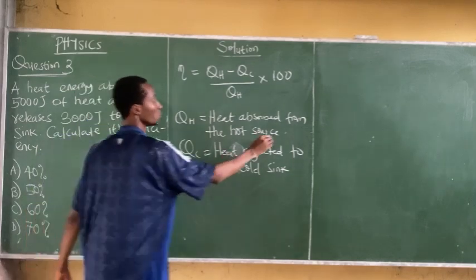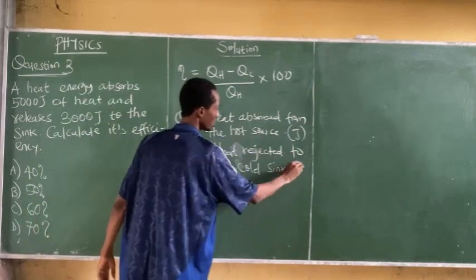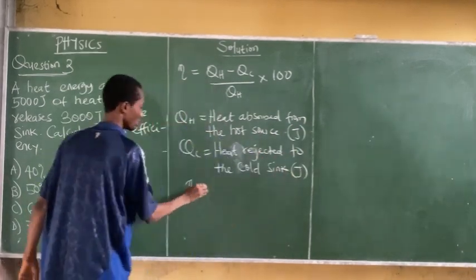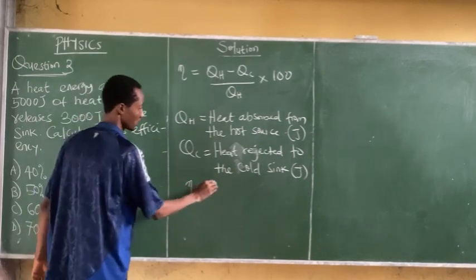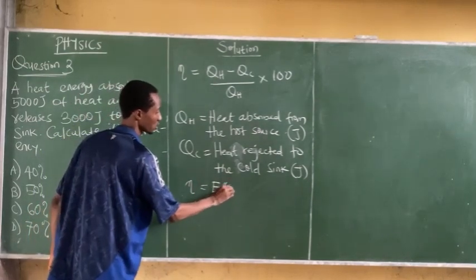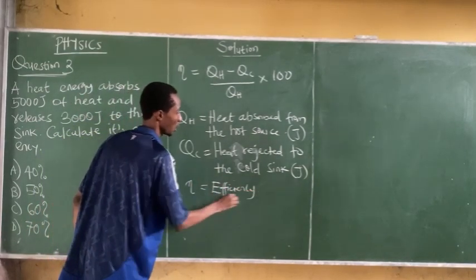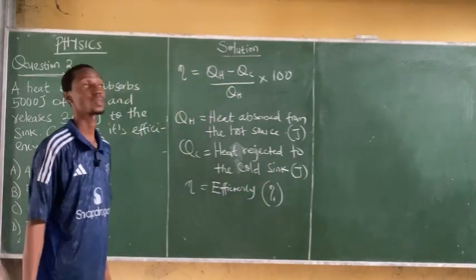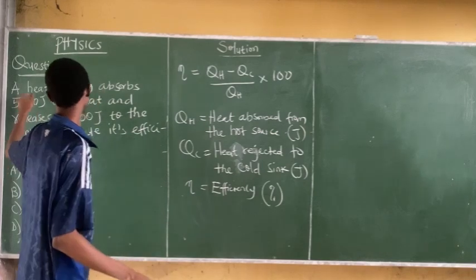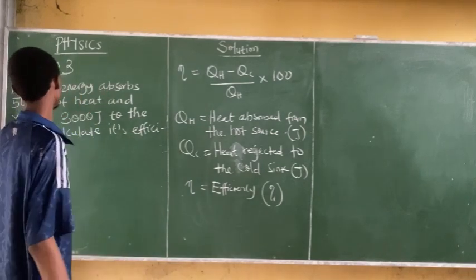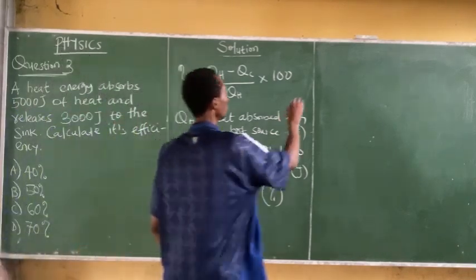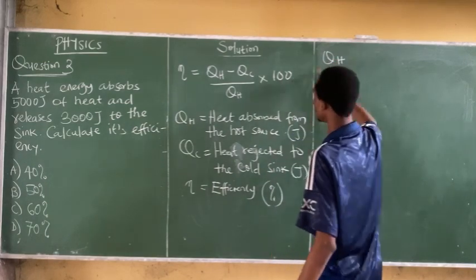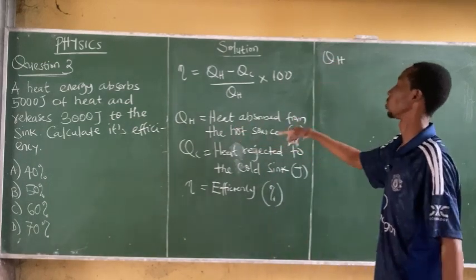Don't forget the unit for the heat is joules. This symbol here stands for the efficiency, and efficiency is in what? Percentage. From the question it says a heat engine absorbs 5,000 joules of heat. So our QH, don't forget, is what? Heat absorbed from the hot source.